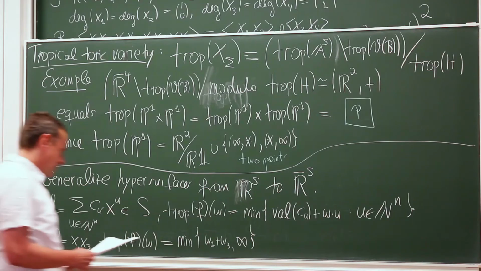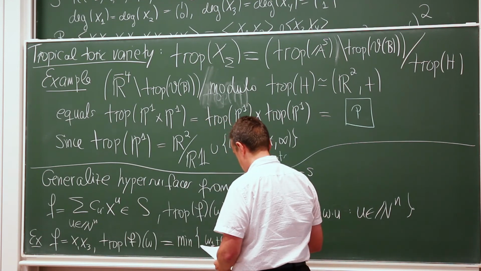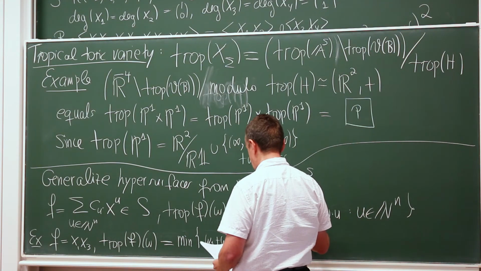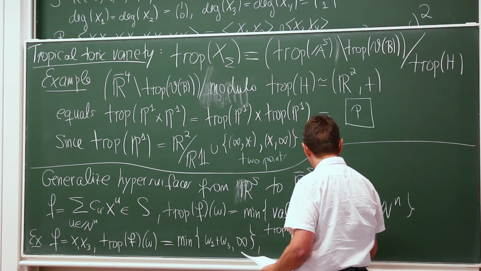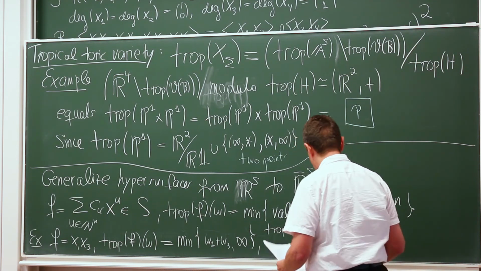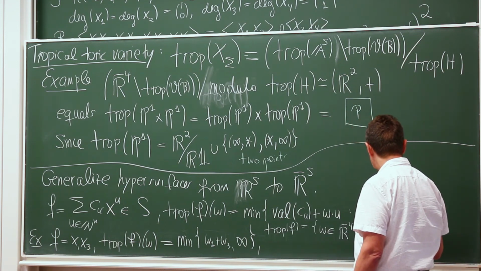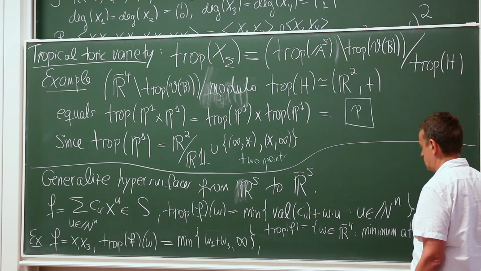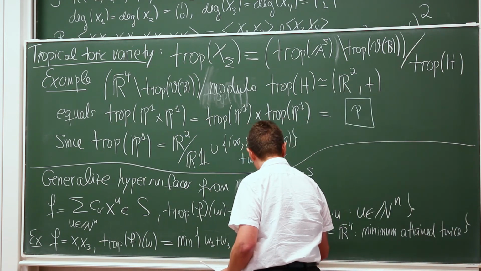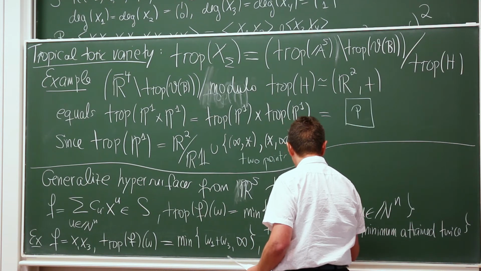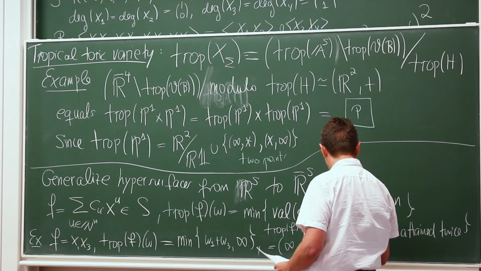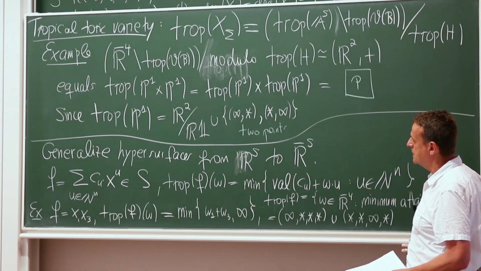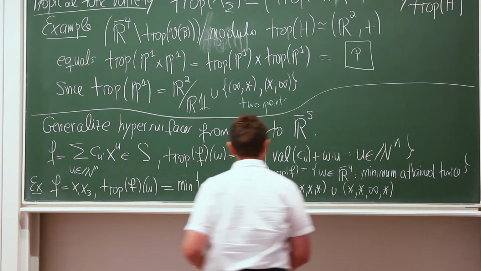Okay? Now both of these things could be attained, right? So the tropical variety, let's complete this here. The tropical variety of F is the set of all W in R bar to the fourth, where the minimum is attained twice. And this is infinity star star star union star star infinity star. It's a union of two hyperplanes at infinity in the extended four-dimensional space.